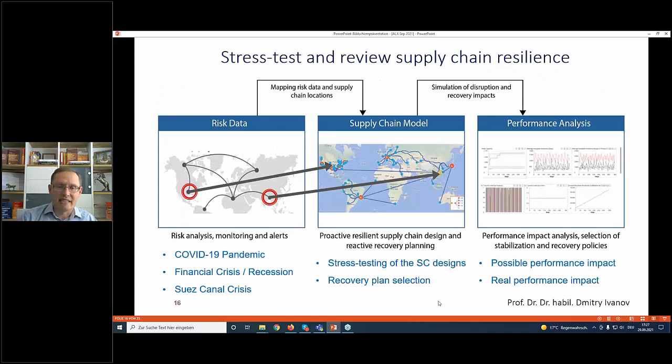So this is just an example of how we can use such a digital twin for stress test and review of supply chain resilience. In anyLogistix, we built our supply chain model. Some risk data are coming from external systems, then we can see if our supply chain is affected by these disruption risks, and if yes, we can make stress testing of our supply chain design, select a recovery plan, and also perform advanced performance analysis of these potential or real impacts of disruptions.